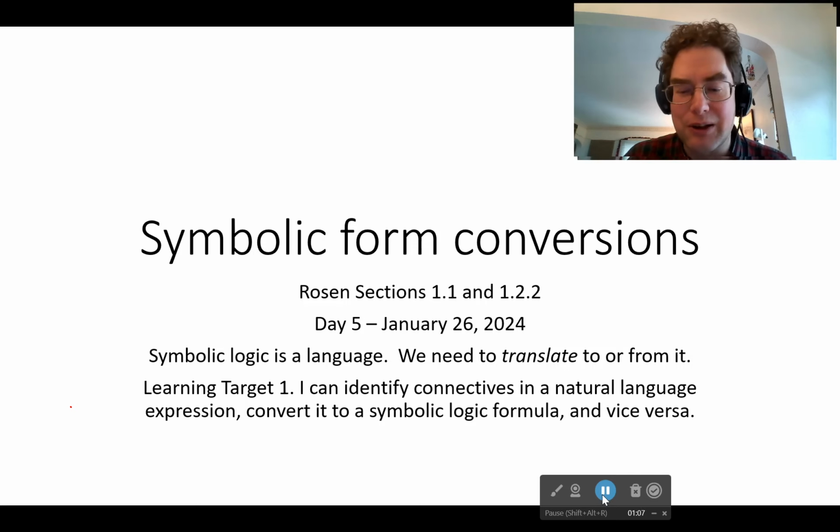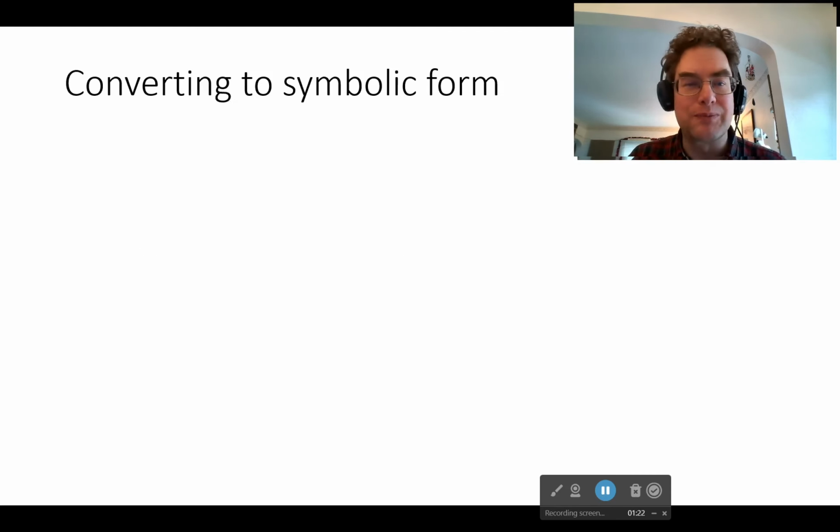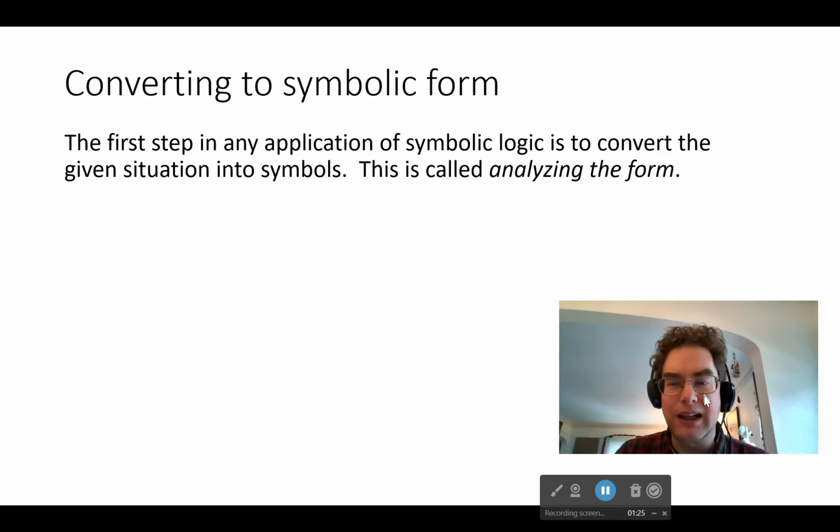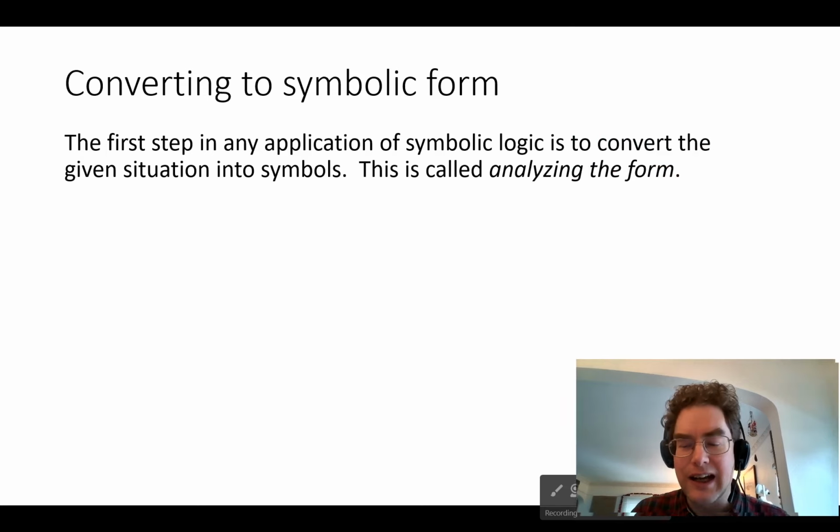Sometimes it is a little counterintuitive to what at first may seem obvious. So let's see if we can do a couple examples of that here, going in the direction of translating from natural language to symbolic form. So the first step in any application of symbolic logic, if you've got a natural language situation that you want to apply symbolic logic to, is you got to convert it. You got to translate it into symbolic logic in order to get started. So you got to put everything in terms of symbols, and that has an official term to it. It's called analyzing the form of that natural language situation.